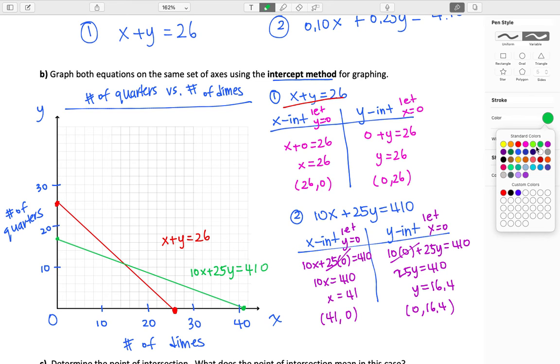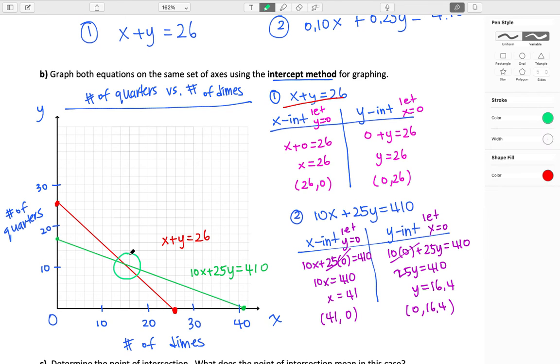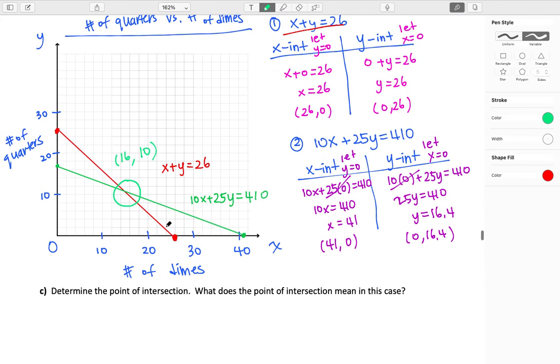So just by looking at the graph, it looks like we have a point of intersection here. Okay, so point of intersection, it's not exact. So it looks like, I know it's a little bit off, but it should be at 16, comma, what is this? It's at 10. Okay. So determine the point of intersection. The point of intersection is at 16, 10.